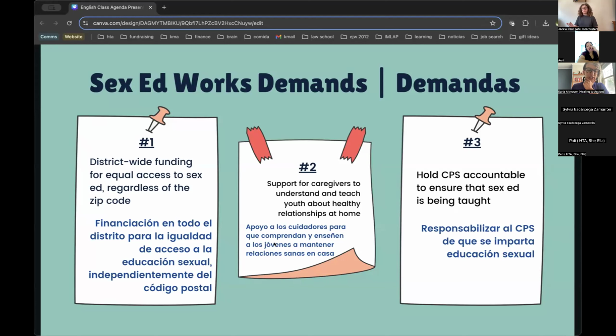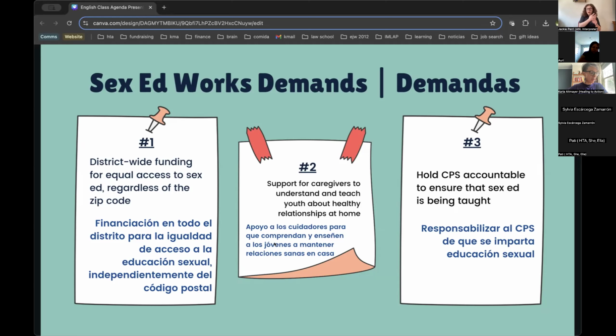Thank you, Audi, for sharing that overview. So I'm going to briefly go through the demands of the Sex Ed Works campaign. The first demand is district-wide funding for equal access to sex ed, regardless of the zip code. Sexual health can't happen without funding to support the implementation. And this means funding to pay educators for high-quality training. This means funding for more materials and resources for equipping caregivers.